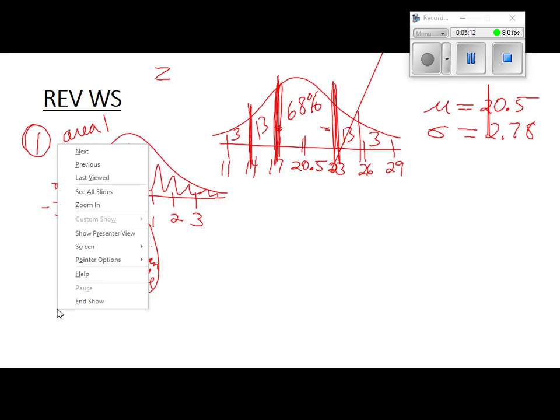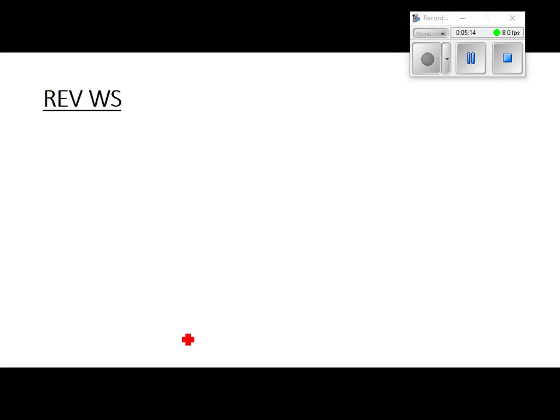Number 2. I want to start moving a little quicker because I actually want to do that review assignment. Be able to find the areas and the inflection points. Don't worry about that. We didn't do a whole lot with it. Finding areas, that's what we did for most of it. Standard normal distributions. I will write this.